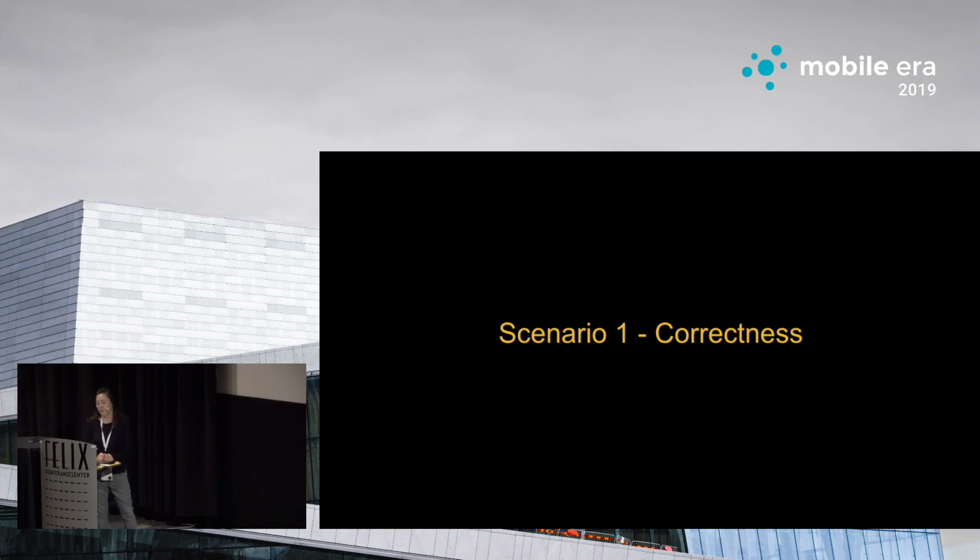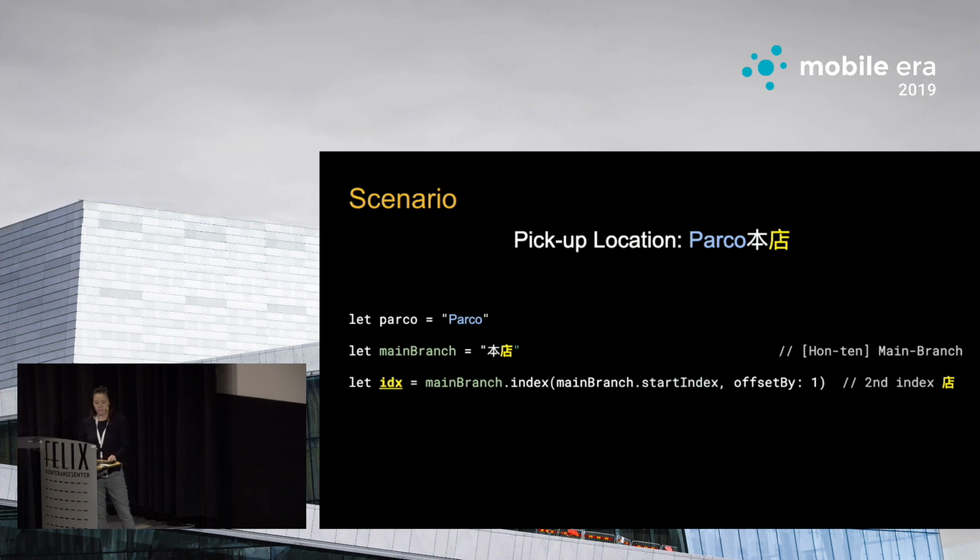In fact, we had a crash precisely because of this. After the compiler upgrade, our localized app started crashing, and we had to find out exactly what went wrong. In our driver app, we had a localized string like this. This was part of a pickup location string. The location is called Parko Honten in Japanese, which translates to Parko main branch. Parko is the name of a department store in downtown Tokyo.